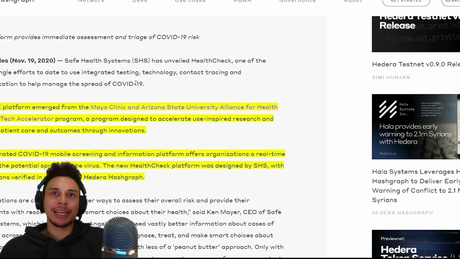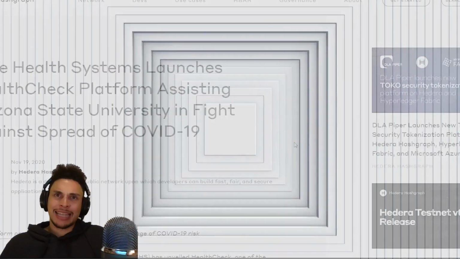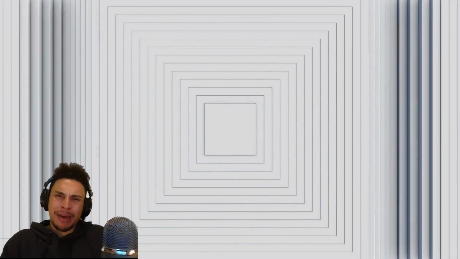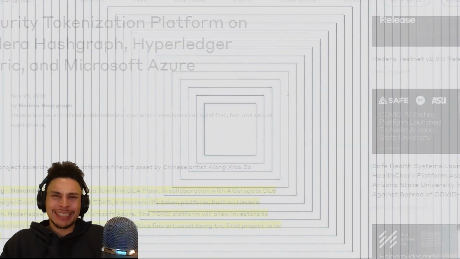A program designed to accelerate use-inspired research and improve patient care and outcomes through innovations. The mobile screening and information platform offers organizations a real-time view into the potential spread of the virus. The new health check platform was designed by SHS with transactions verified in real time on Hedera Hashgraph. I don't gotta say anything else about that. It's actually being trusted and used to track a pandemic spread, contact trace, and all that good stuff.